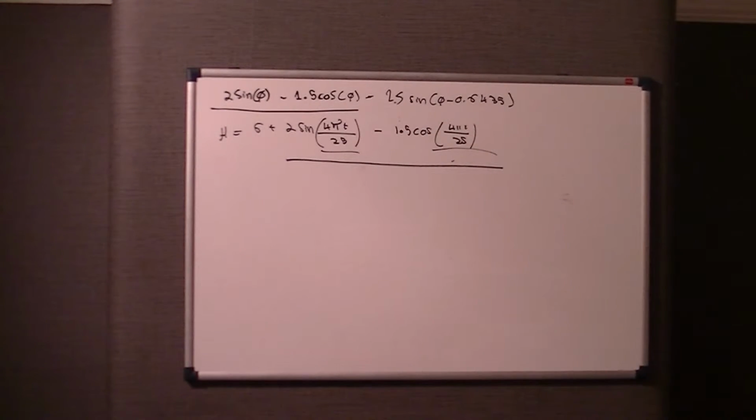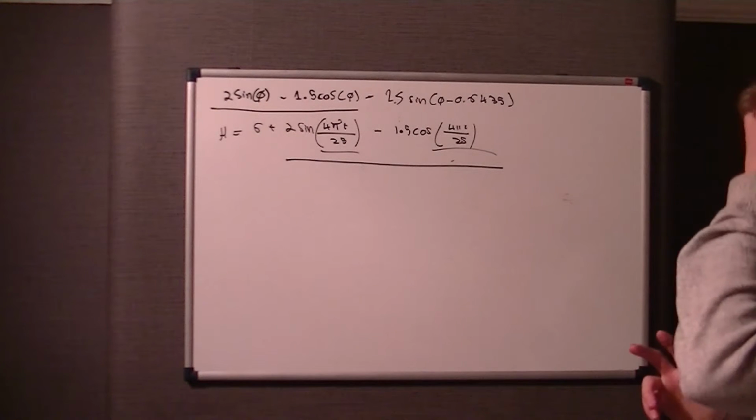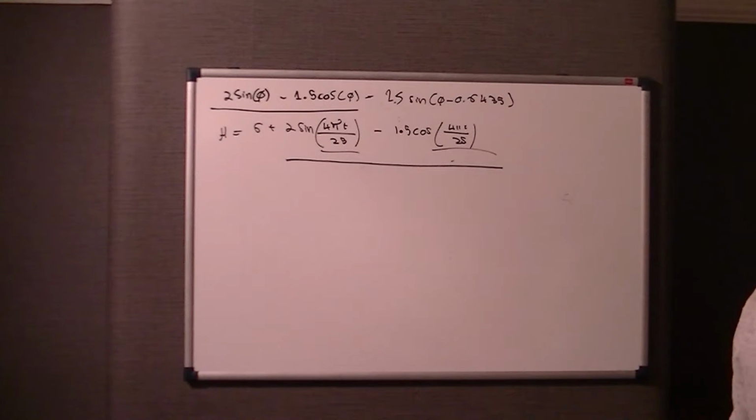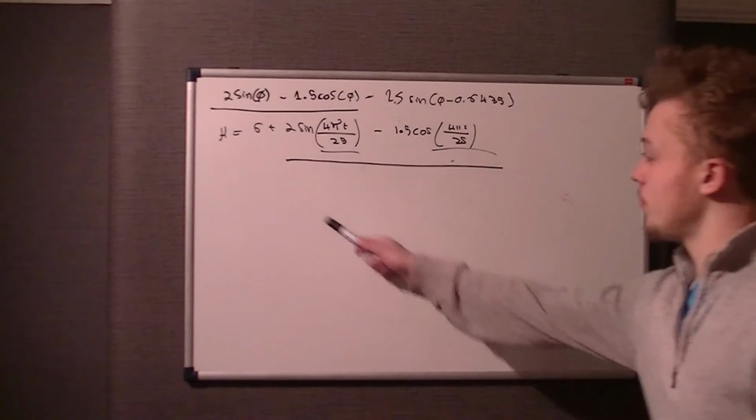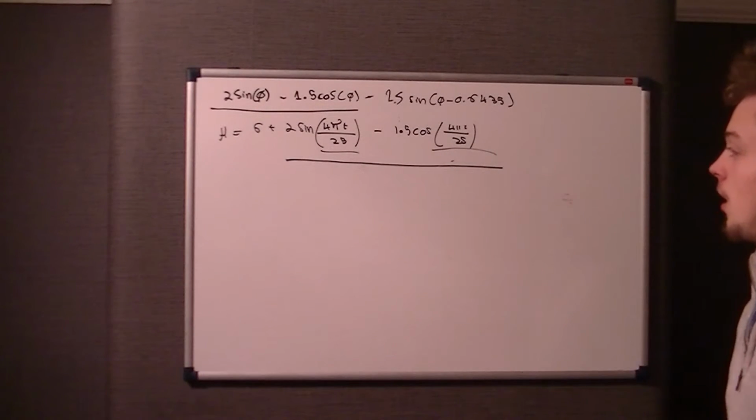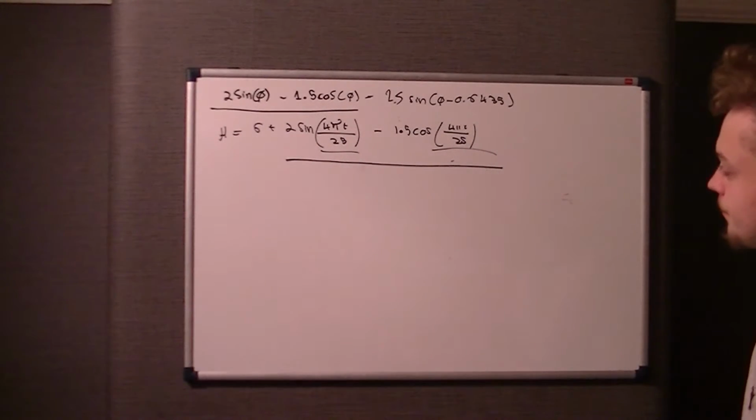Alright, so we were working out the maximum value of h predicted by this model, and the value of t to 2 decimal places for which this maximum occurs. Well, now we know the maximum of h is when all of this is equal to 1.